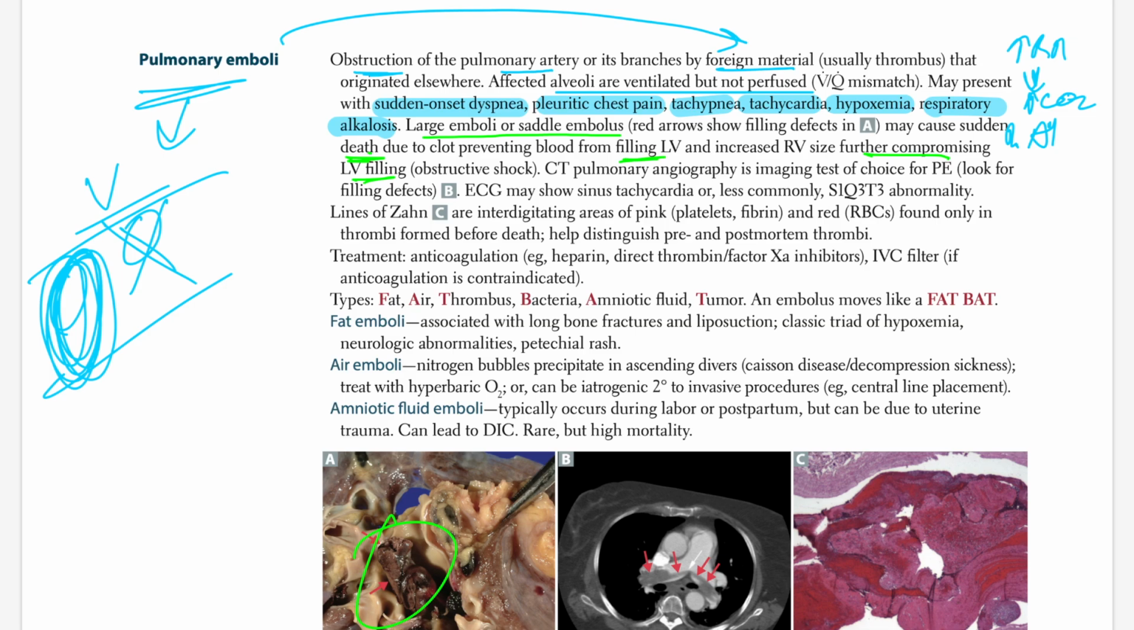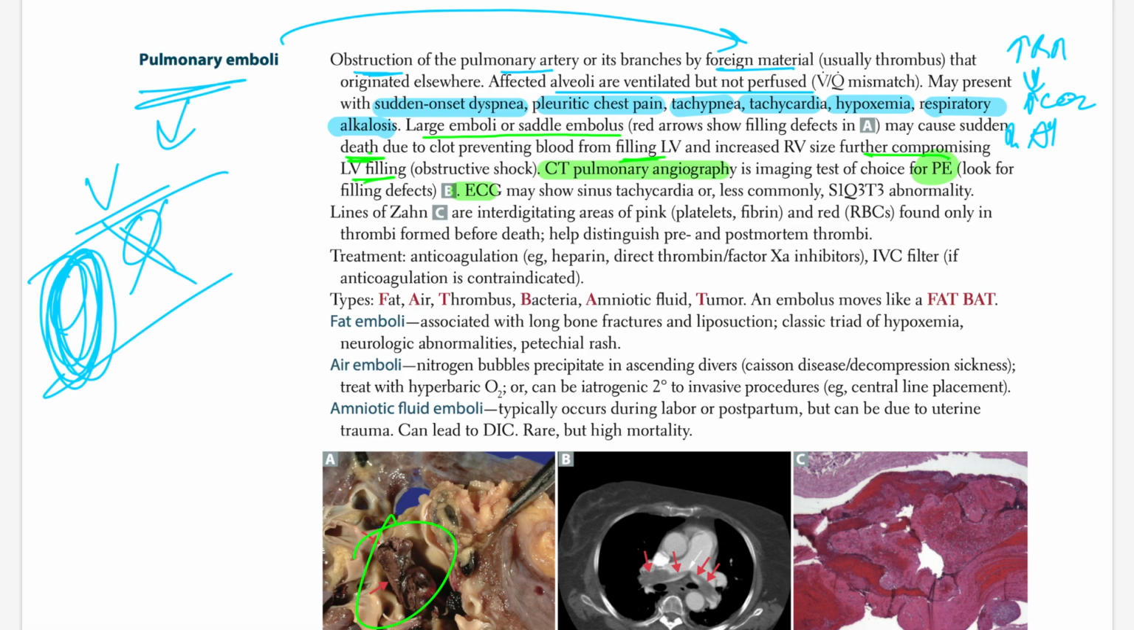So CT pulmonary angiography, okay, let's just do it in color. So CT pulmonary angiography is the imaging test of choice for PE, pulmonary embolism. Look for the filling defect. ECG, which shows sinus tachycardia, less commonly S1Q3T3 abnormality.